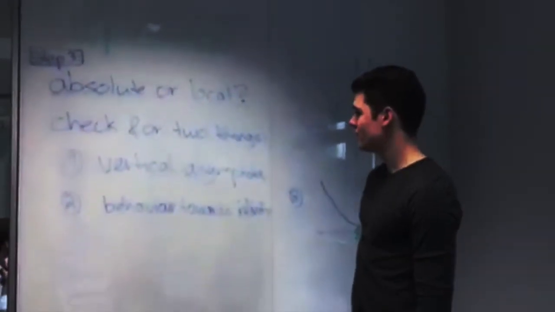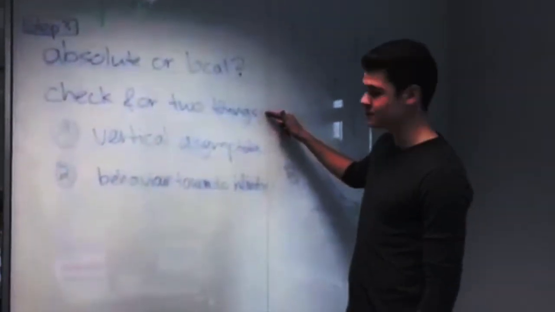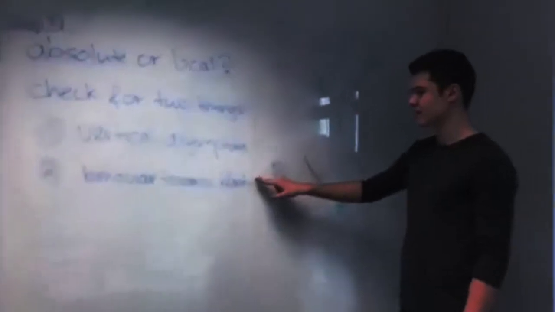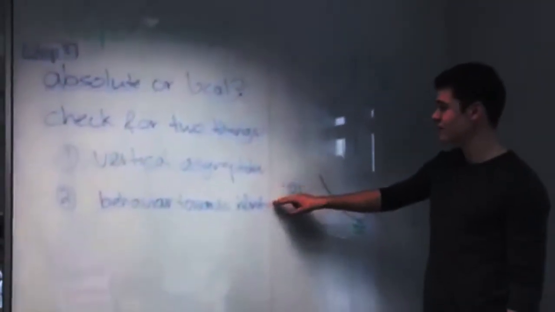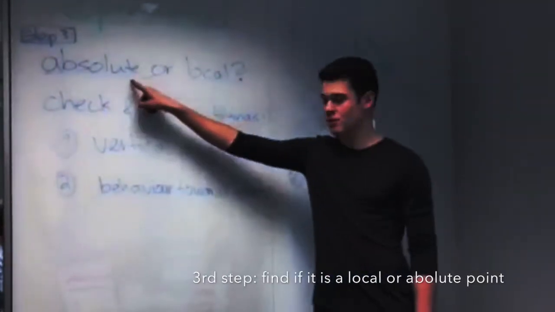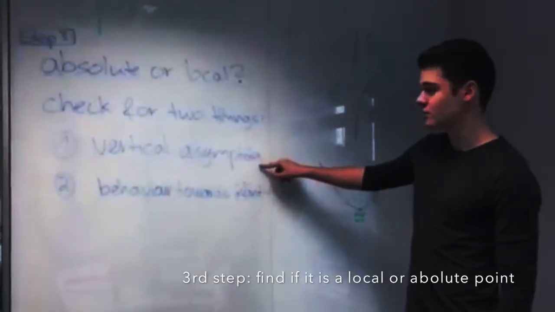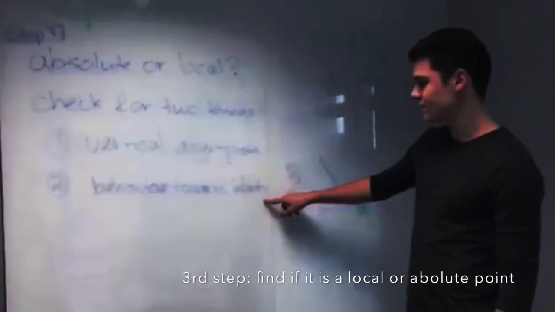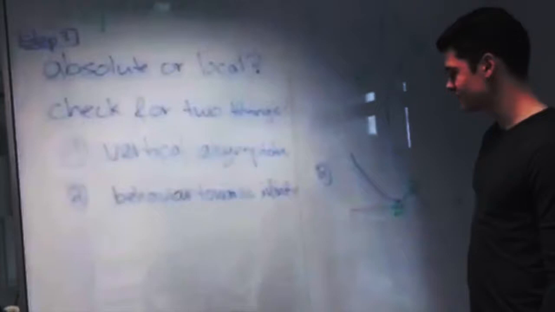The third step of optimization is to find out if it's an absolute or local minimum or maximum point. Therefore, first you have to look for two things, because if one of those two things appears in the graph of f of x, you don't have an absolute maximum or minimum point. The first is to look for vertical asymptotes, and the second one is to study the behavior towards infinity.